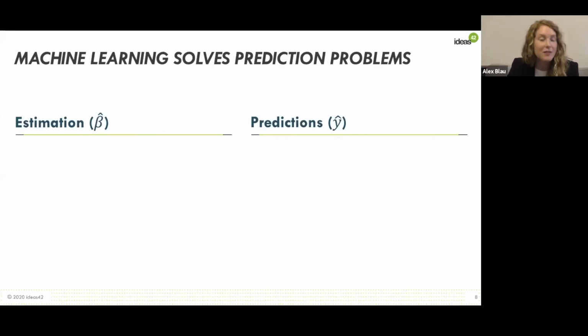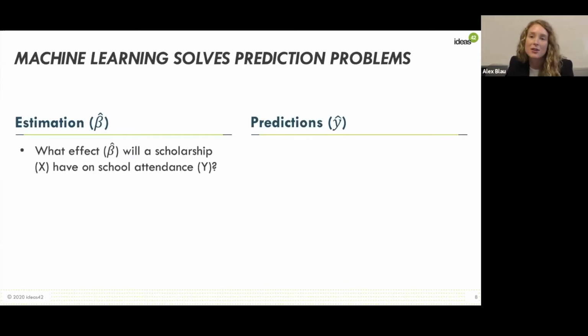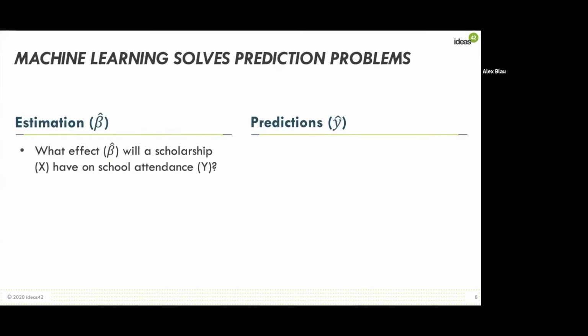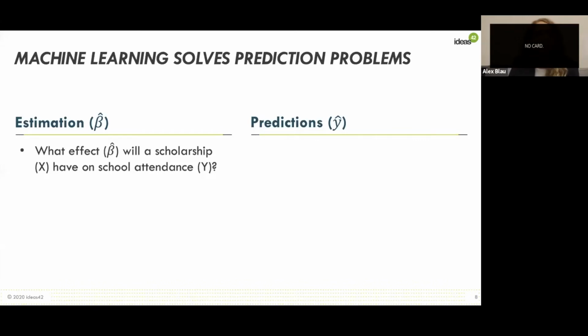So if you have an econometrics background, or if you work for a nonprofit and you think about different types of problems, often the questions we ask are causal inference problems, and those rely on estimation. On school attendance Y. So we want to know, what is the relationship between X and Y? And that's something that we use BHAT to predict.